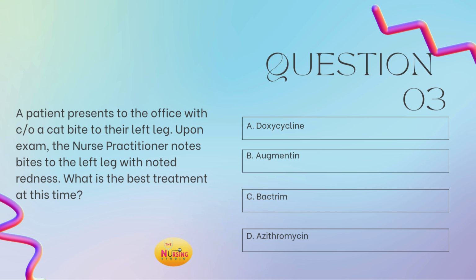So how do we treat bites? B, augmentin, right? I always tell you, animal bites, pet bites, animal pet. Animal bites, human bites, we treat with augmentin. Animals and pets. Lord. But yes, animal bites and human bites, we treat with augmentin, okay?